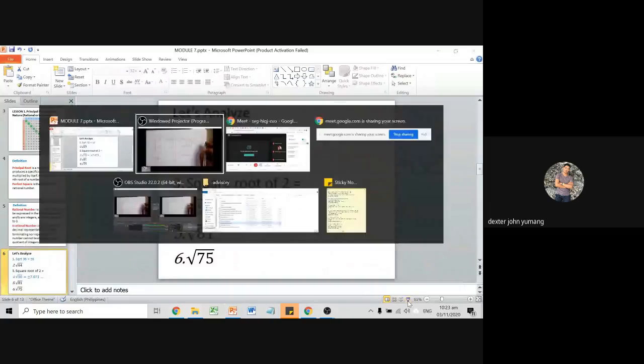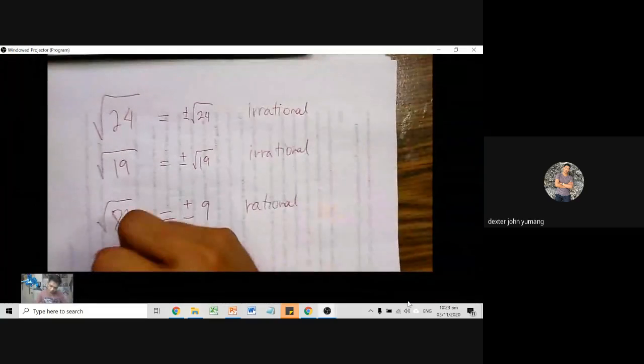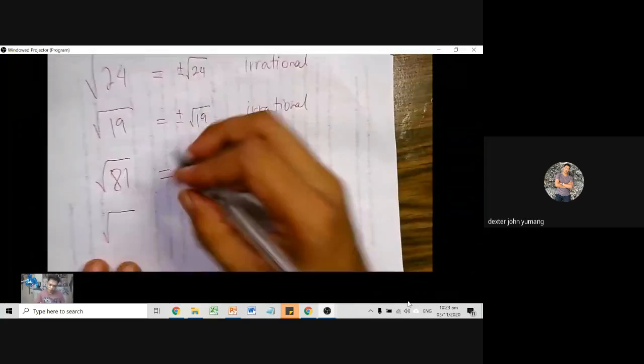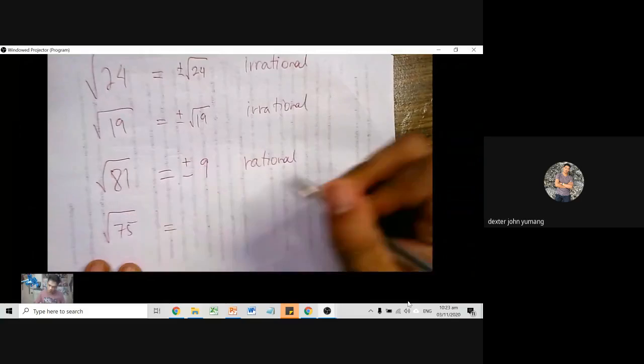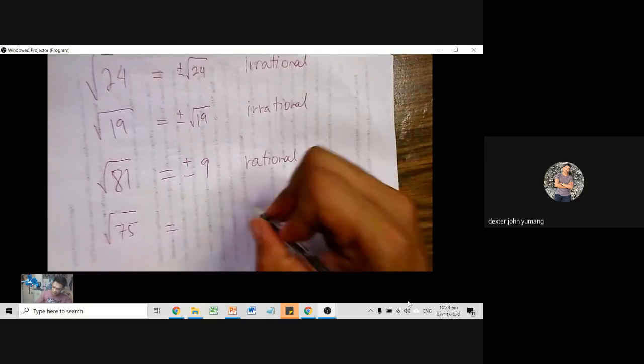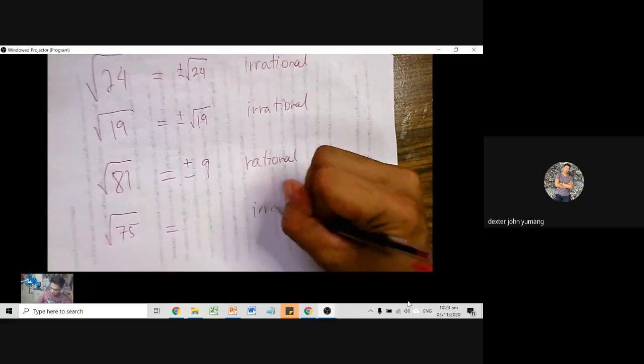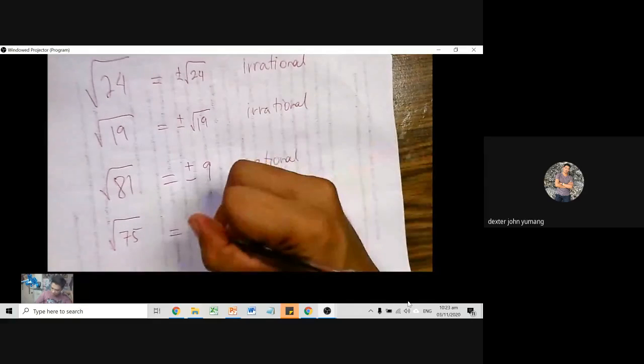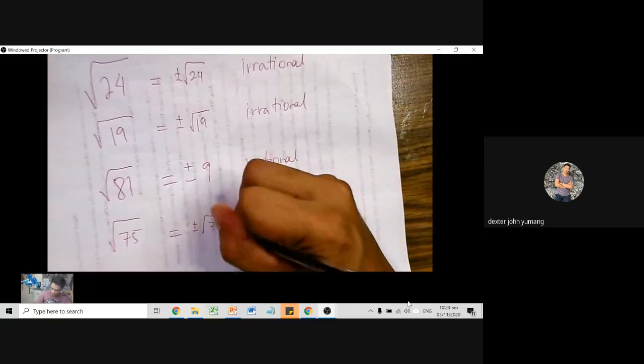Square root of 75. What do you think? Rational, irrational? Just type that. Irrational. Yes, that is irrational. So, plus minus square root of 75. Ganun lang po.